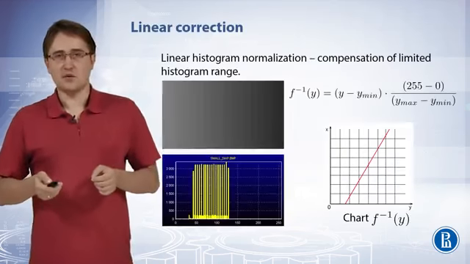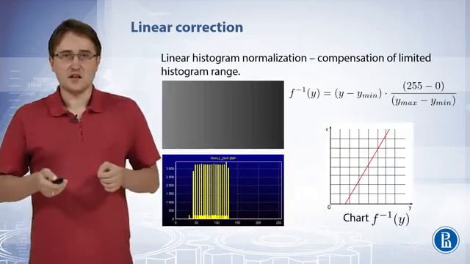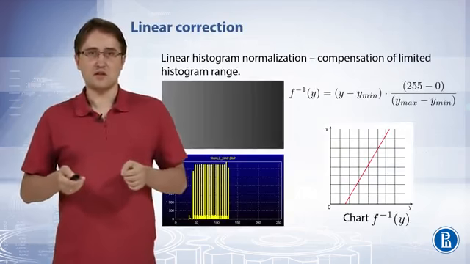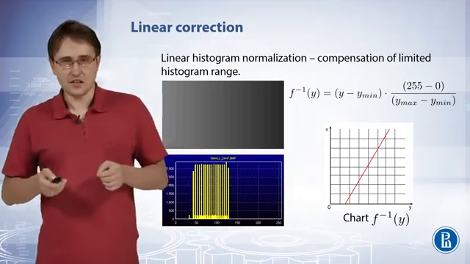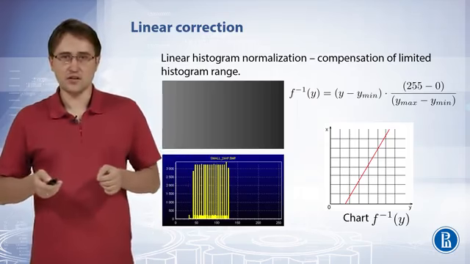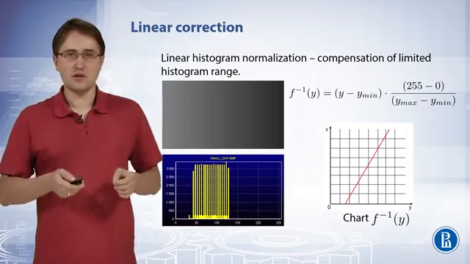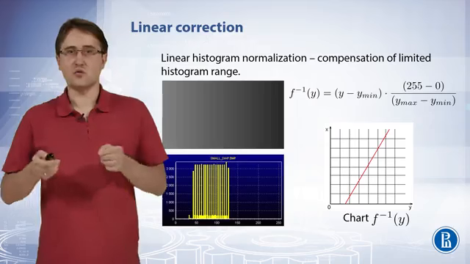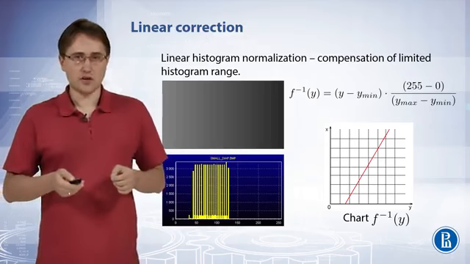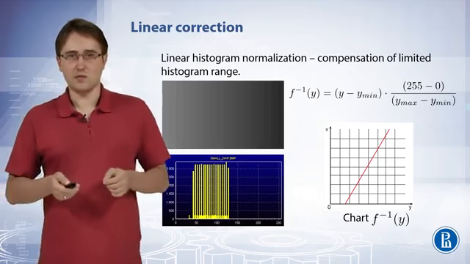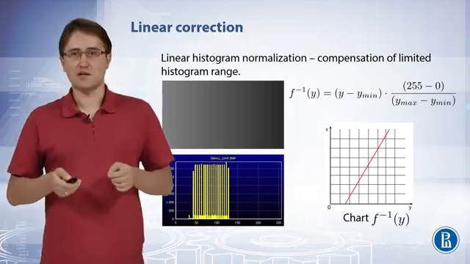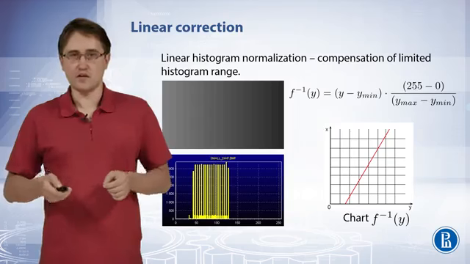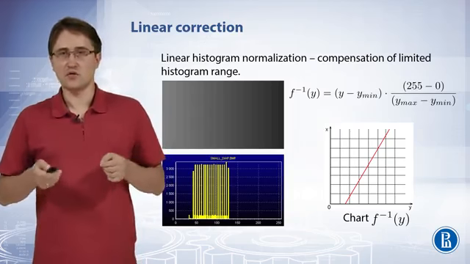The most basic operation is linear correction. It is a point operator that can compensate limited histogram range. The idea is to apply such linear transformation that map the lowest brightness value in image to total black and map the highest brightness value to white. To calculate the parameters of such linear transformation, we must first find the minimum and maximum value of brightness in current image. We can visualize the linear transformation on the chart.